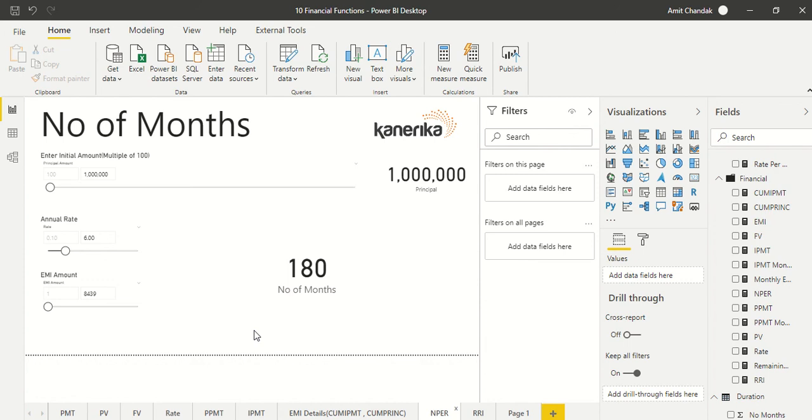So these are 10 very helpful functions around the loan, EMI, rate of interest, number of months, present value, future value, and RRI. Use those, and then you know how to use them in your various series. You can replicate in Power BI what you have done in Excel.